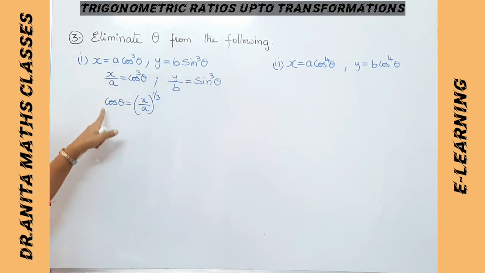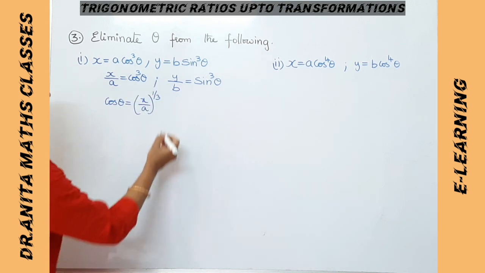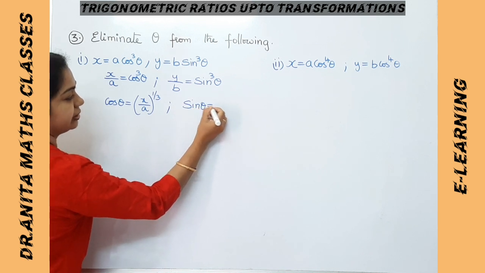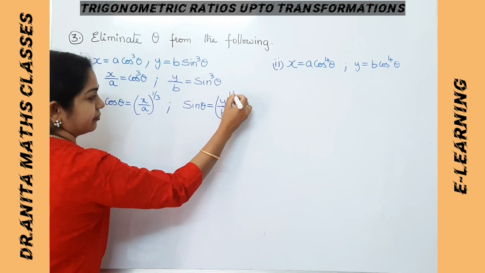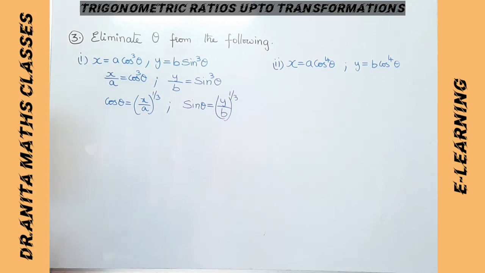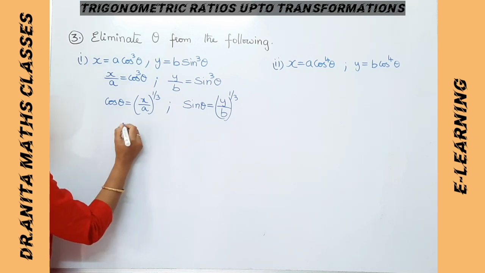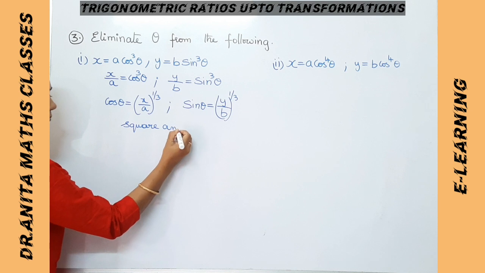If I cube root both sides, the cube and cube root cancel off, leaving the power 1/3. The similar fashion we can do here: sin theta, cube rooting both sides, is y by b raised to the power of 1 by 3, the cube root of y by b. Now what we'll do is square it and add it. Square and add.